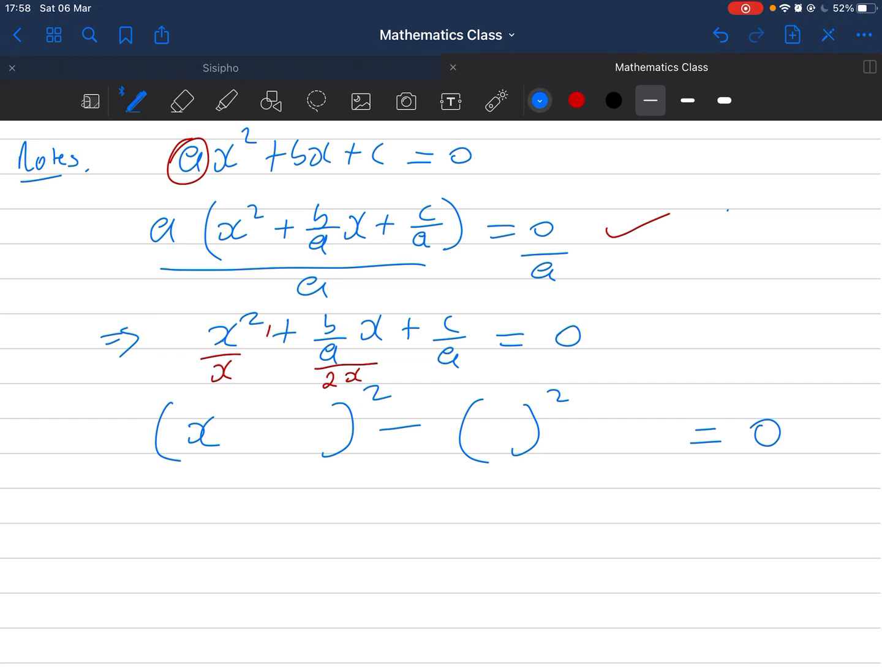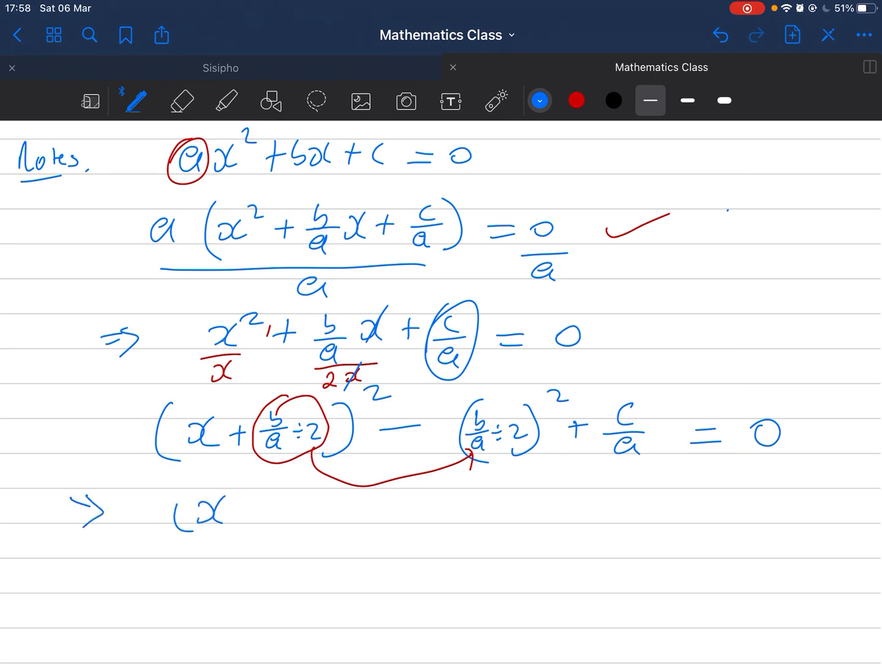So you're gonna have plus b over a divided by 2, because x and x will cancel, right? And you're gonna take this whole thing here and put it here. So you're gonna have b over a divided by 2, and then plus this thing here, c over a, equal to 0. So that's how you do it, and then you just solve for x. I don't think it's necessary for me to go into details with this one, but this is the idea.